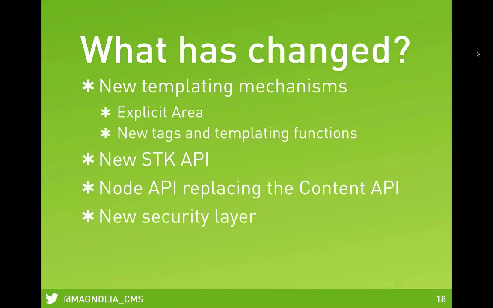What's new in Magnolia 4.5? New templating mechanisms have been introduced, such as the area and some tags and templating functions. We will see the details in the next slide. We have also introduced a new SDK API, as well as replaced the content API by the Node API. And a new security layer has been introduced.